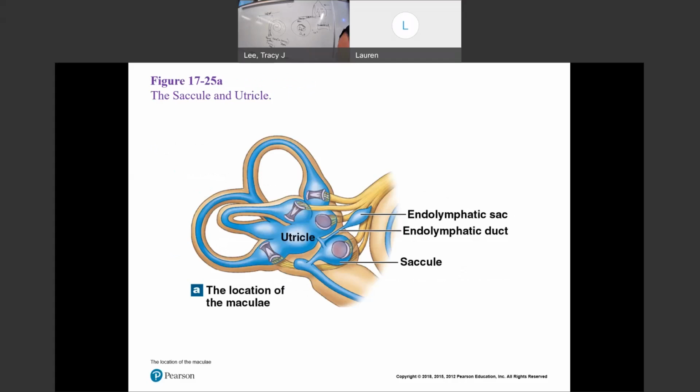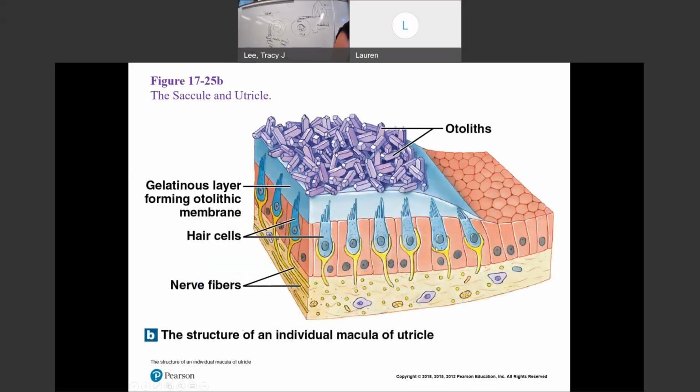Is everybody good? All right, so this shows our utricle, this does our saccule. So they're still big chambers. They're just at a slightly different location in this whole labyrinth here. All right, so this is showing the utricle, and this is my little gelatinous mass. Here's all my little crystals.